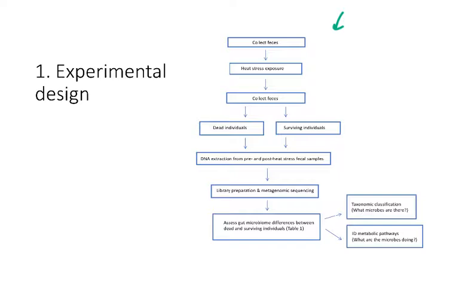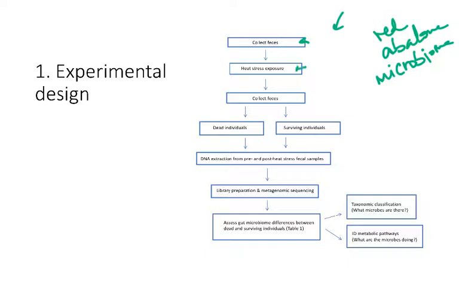So here in this flowchart example on the right, again, this is from the red abalone microbiome project that my master's student Emily is working on. So for us, first what we need to do is collect feces from individuals.